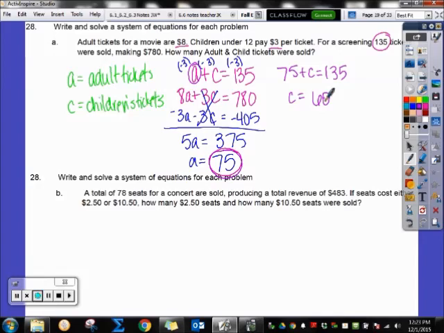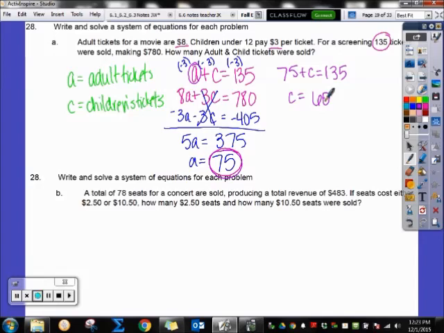For B, we had 78 seats for a concert sold, producing a total revenue of $483. If seats cost either $2.50 or $10.50, how many $2.50 seats and how many $10.50 seats were sold?